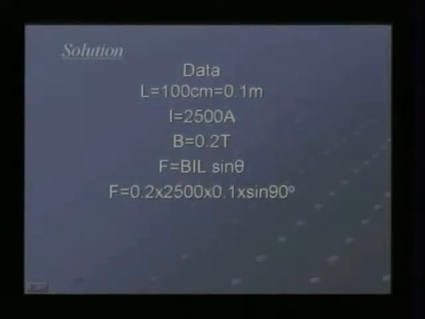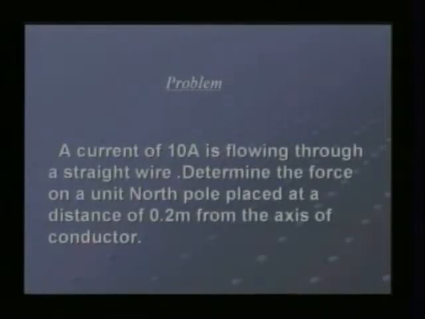Substituting the values, we will get F is equal to 0.2 multiplied with 2500 multiplied with 0.1 multiplied with sin 90. Here theta is taken as 90 degrees, since the conductor is normal to the flux density. Therefore, the total force experienced by the conductor F is equal to 50 newtons. Now, we will see one more problem.